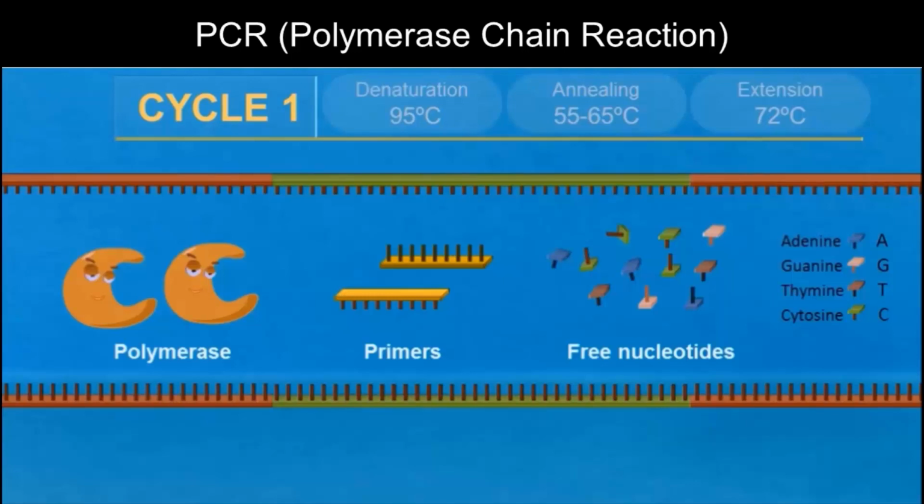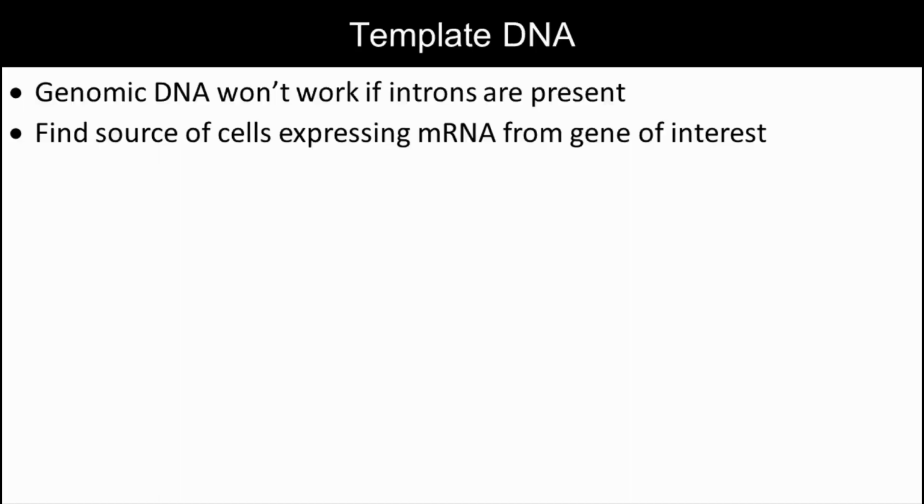The polymerase and nucleotides needed for PCR are commercially available, but the template DNA and primers you need will be unique to your gene of interest. For your template, you need a piece of DNA with your gene on it. Genomic DNA is not a good source since it has introns that E. coli won't know how to remove. A better option is to start with the mRNA, which already has the introns spliced out.